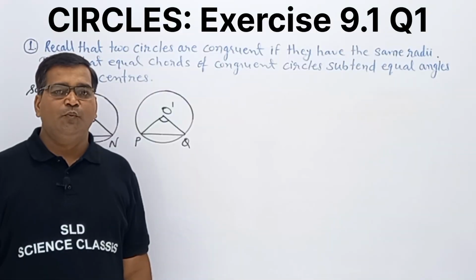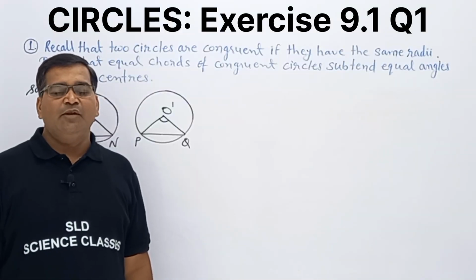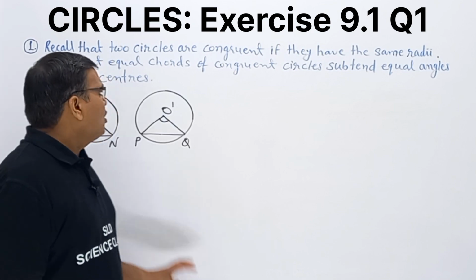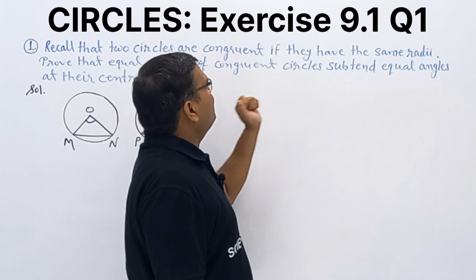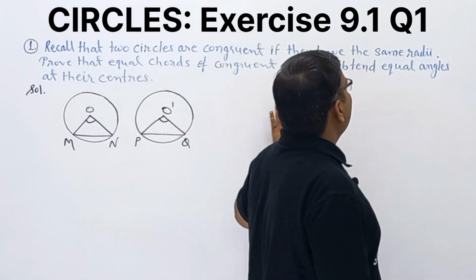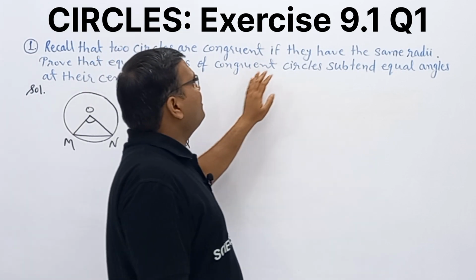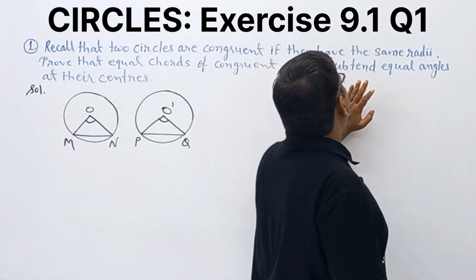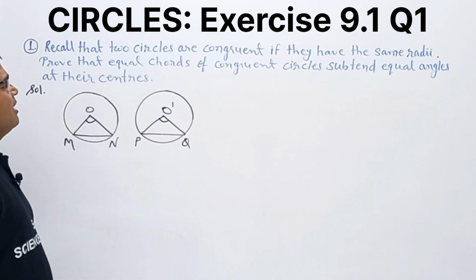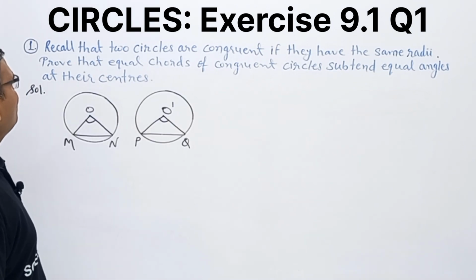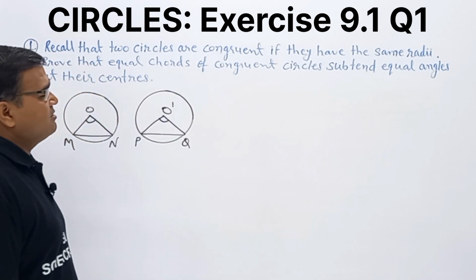In this class, we are going to discuss question number 1, exercise 9.1, Circles. Observe this question. Recall that two circles are congruent if they have the same radii. Prove that equal chords of congruent circles subtend equal angles at their center. So, in this question, we want to prove that equal chords of congruent circles subtend equal angles.